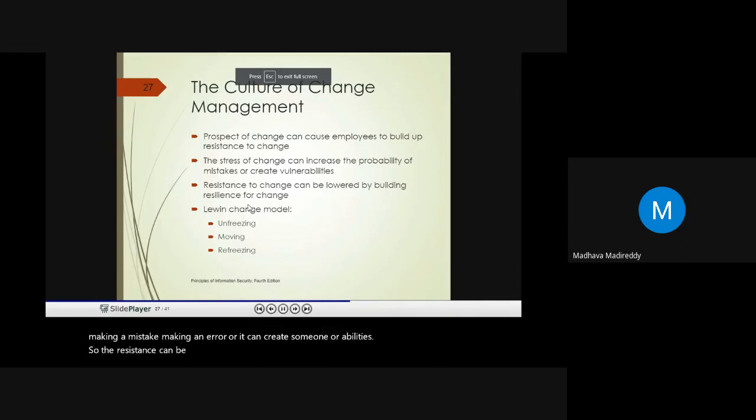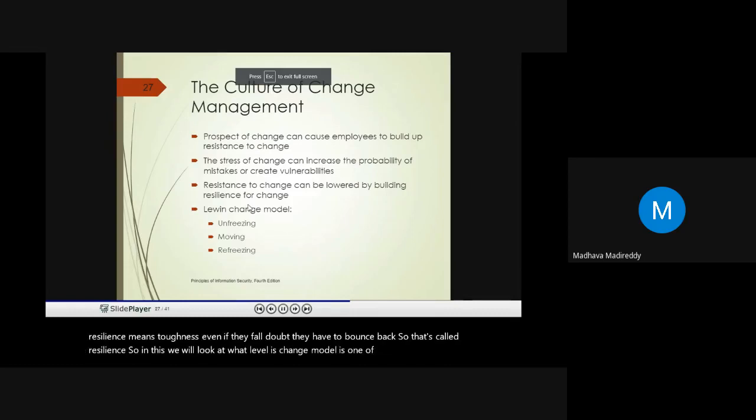So the resistance to change must be reduced, and the way we do this is by empowering our employees, empowering the people who are involved, and building up strong resilience, which means toughness. Even if they fall down, they have to bounce back, and that's called resilience. In this we will look at Lewin's change model, one of the oldest models.